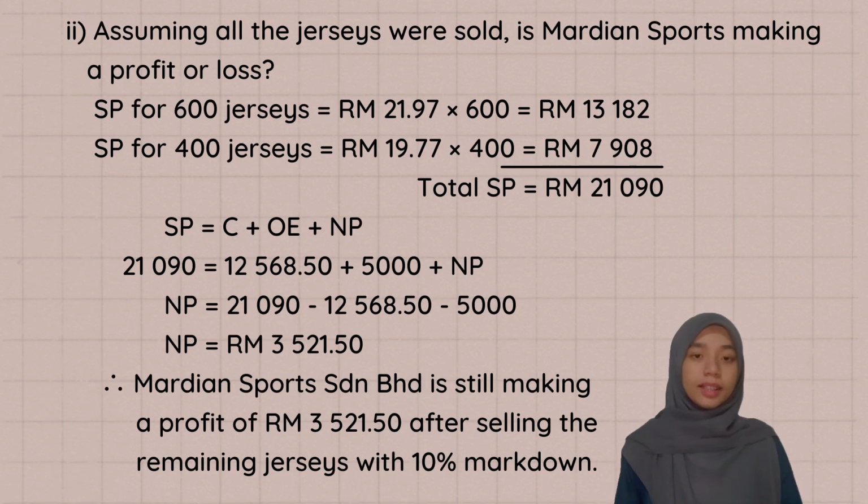From here, we can see that Marden Sports Sendirian Berhad is still making a profit of 3,521 ringgit and 50 cent after selling the remaining jerseys with a 10% markdown.